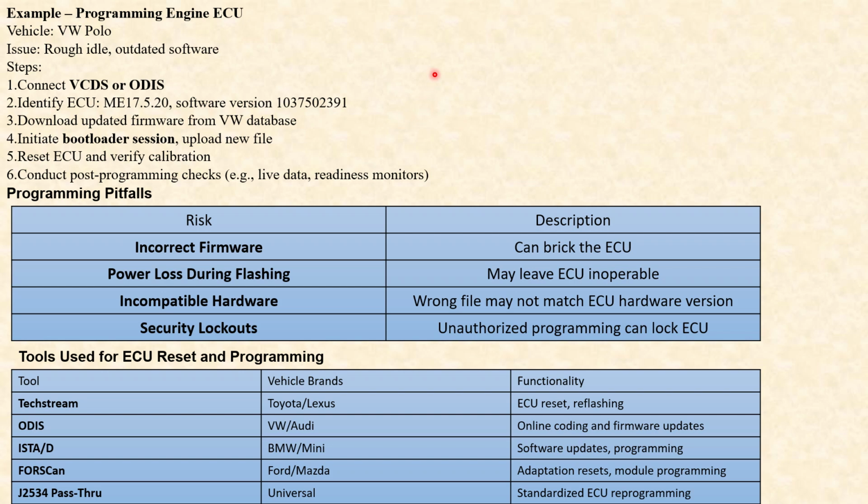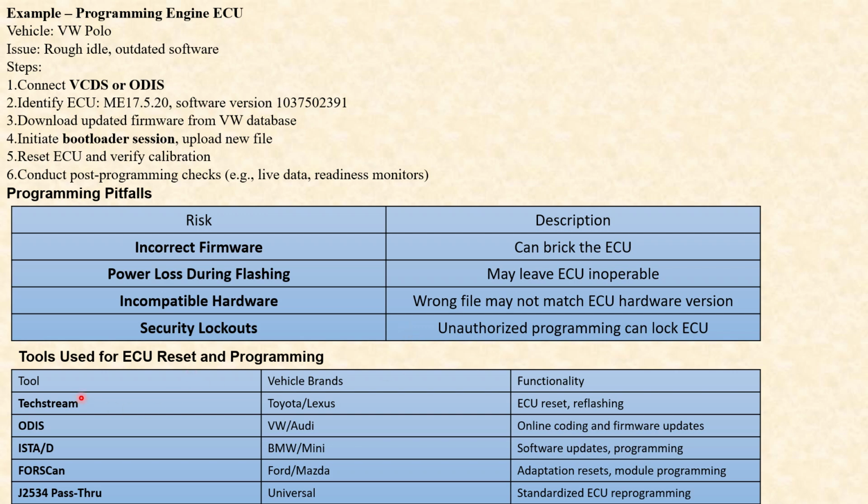All right, so I hope you understand that these steps are perfectly aligned with the steps I narrated in the previous slides. Now coming to the programming pitfalls: what are the pitfalls or bottlenecks that may arise? We will see them in this table, risk and description. The first pitfall is incorrect firmware, which can break the ECU. Power loss during flashing may leave the ECU inoperable. With incompatible files, a wrong file may not match the ECU hardware version. And security lockouts: unauthorized programming can lock the ECU.